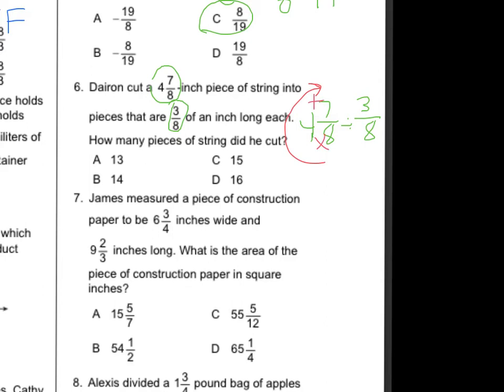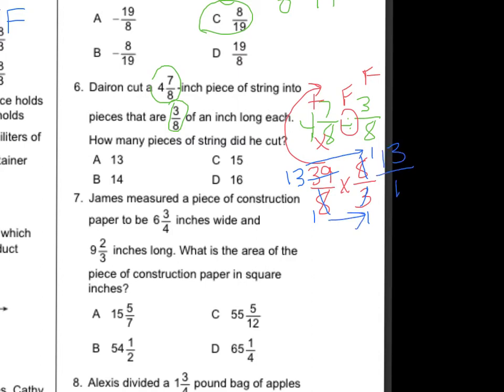8 times 4 is 32, plus 7 is 39 eighths. So I'm going to keep, flip, flip. Nice. The eighths are going to cross cancel to make 1. And 3 goes into 3 once and into 39 13 times. 13 times 1 is 13. 1 times 1 is 1. Simplified is just 13. 13 pieces.